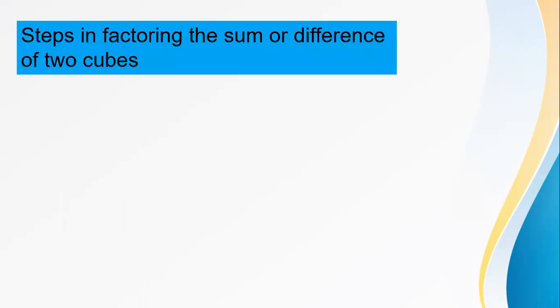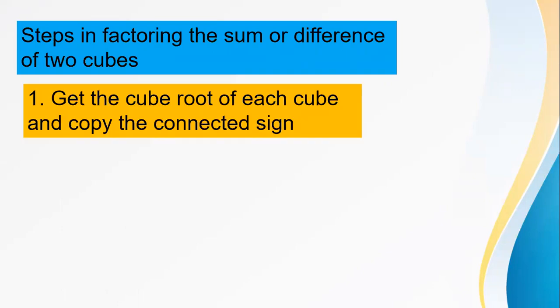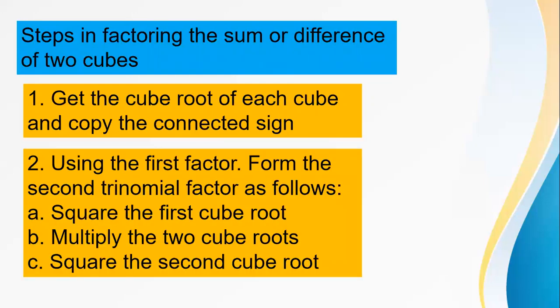Steps in factoring the sum or difference of two cubes. The first step is to get the cube root of each cube and copy the connecting sign. The second step, using the first factor, form the second trinomial factor as follows. Letter A, square the first cube root. Letter B, multiply the two cube roots. And letter C, square the second cube root.